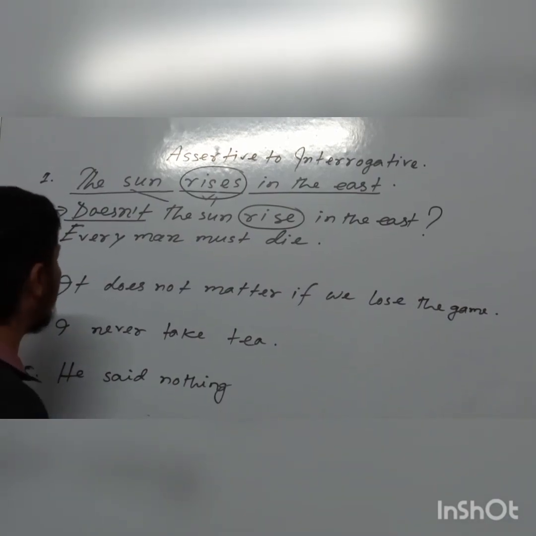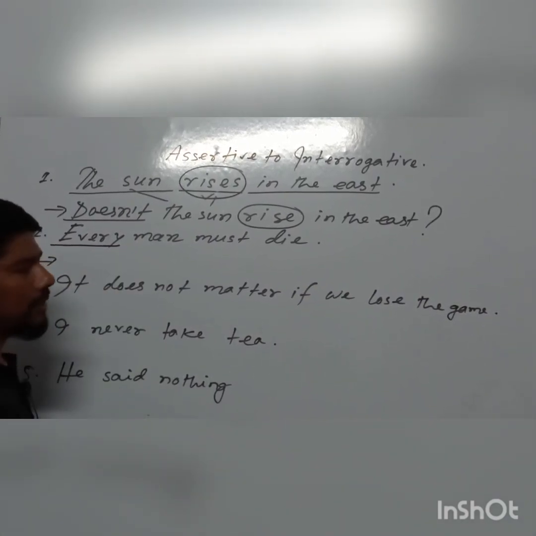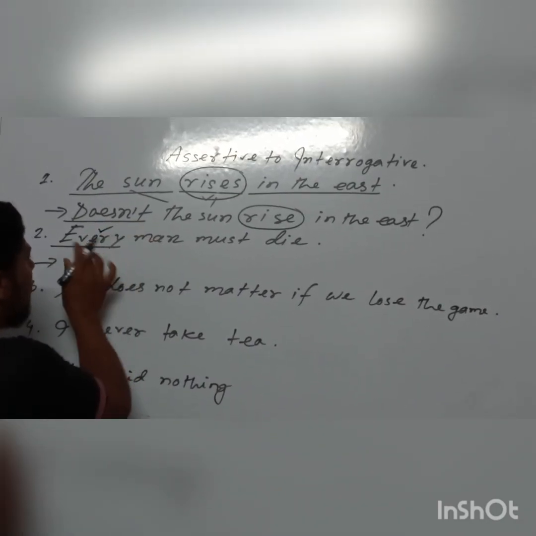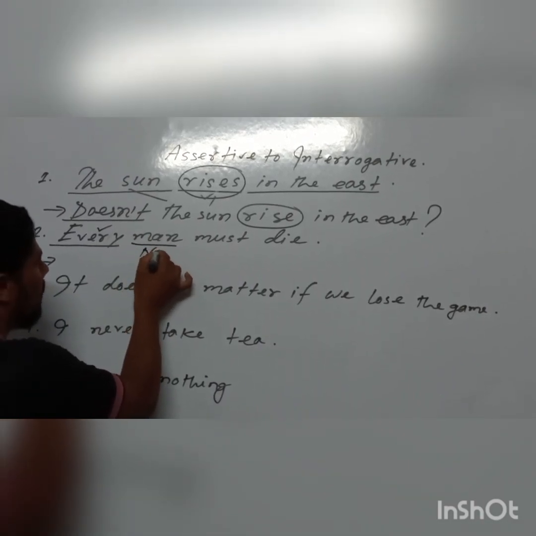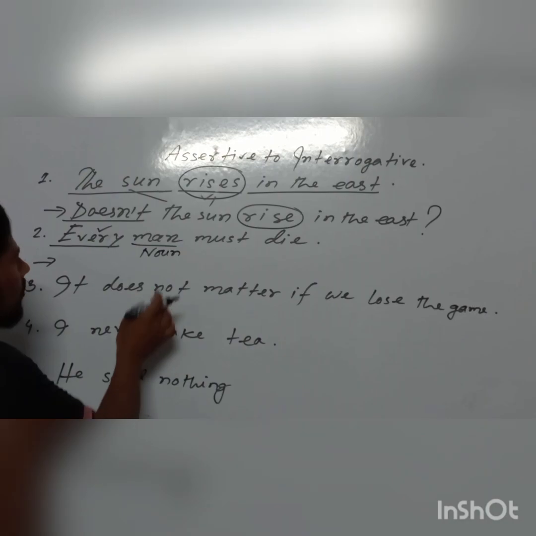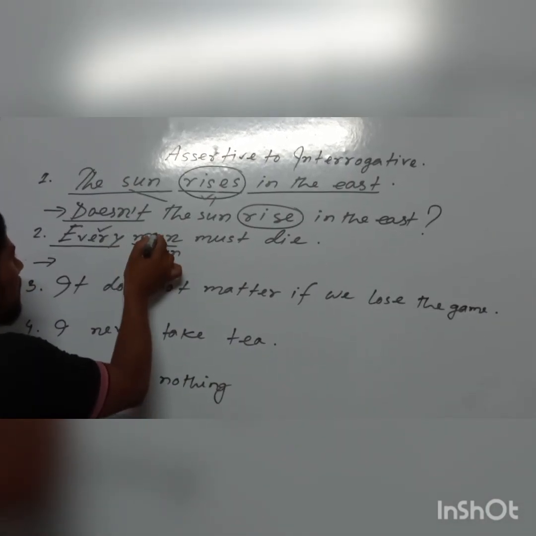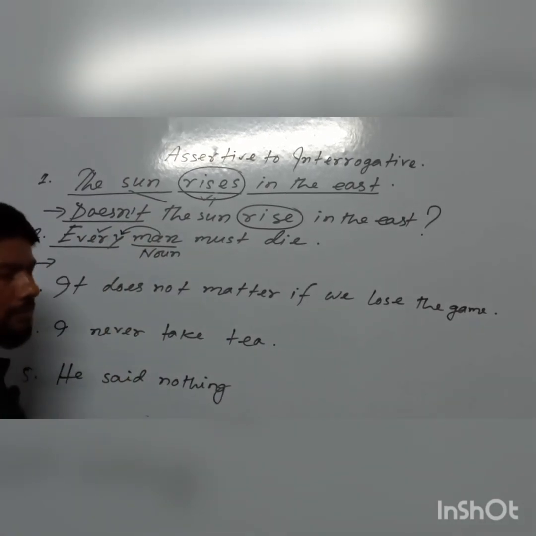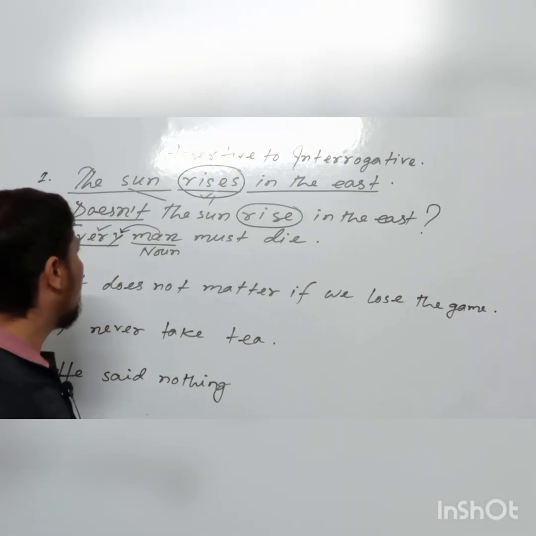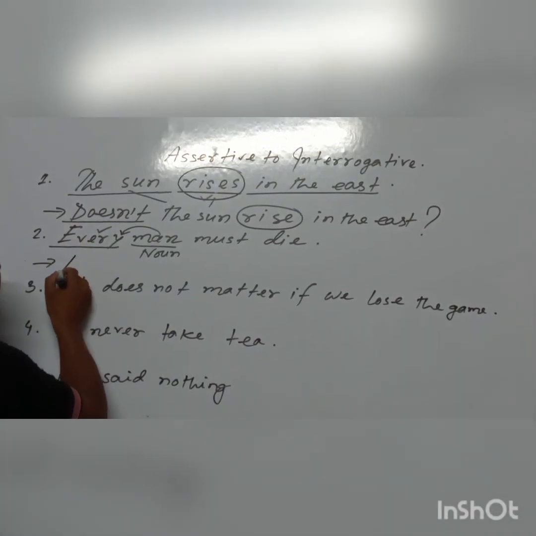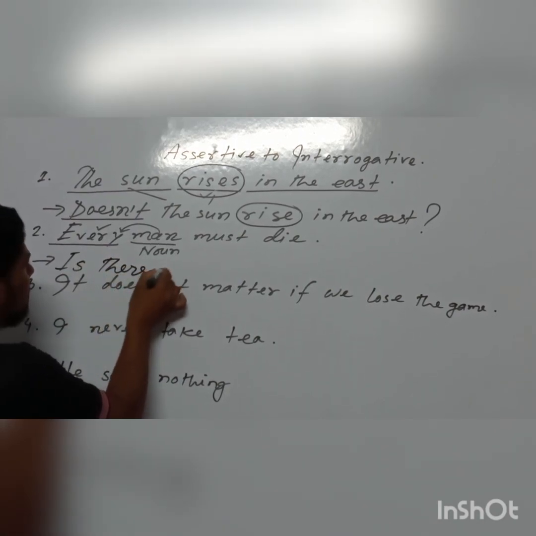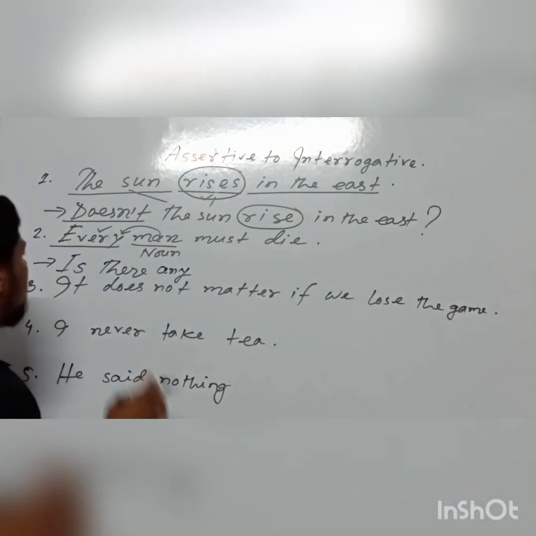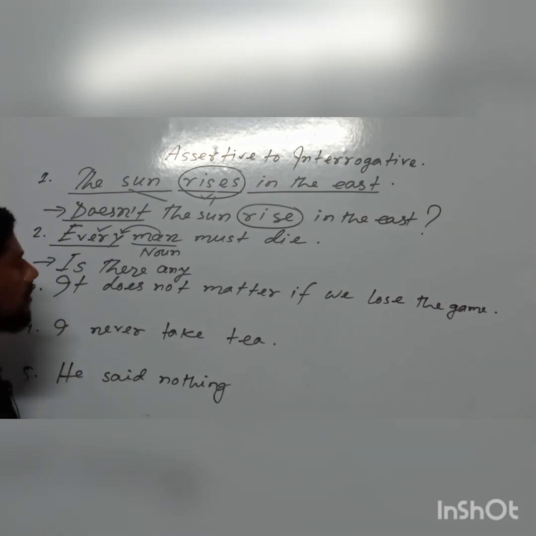Look at the second sentence. The sentence begins with every, and here every is working as an adjective as it is before the noun. Here man is the noun, and if you find every before a noun, then it's called an adjective. So if there is the adjective form of every, that time we have to write is there any.